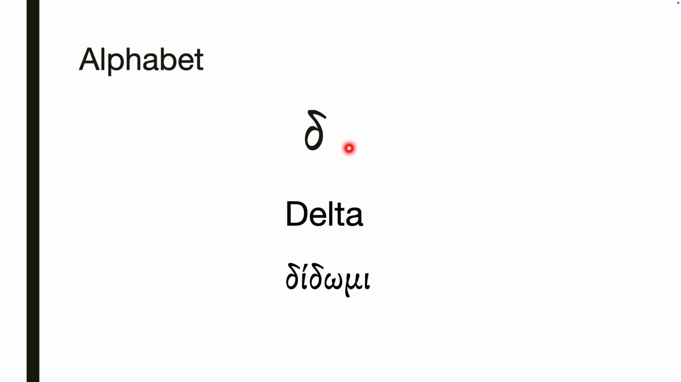Delta makes a d sound, as in didomi. Epsilon makes an e sound, as in ego.